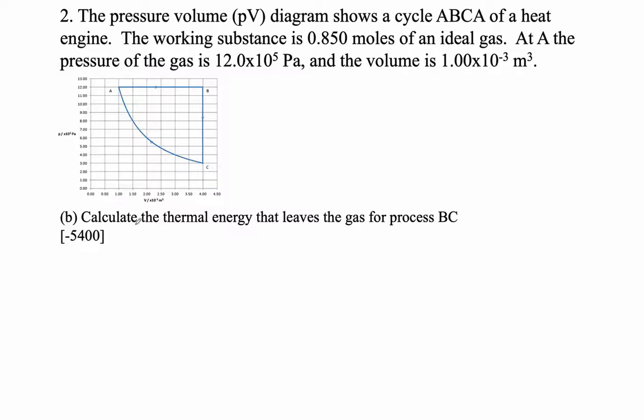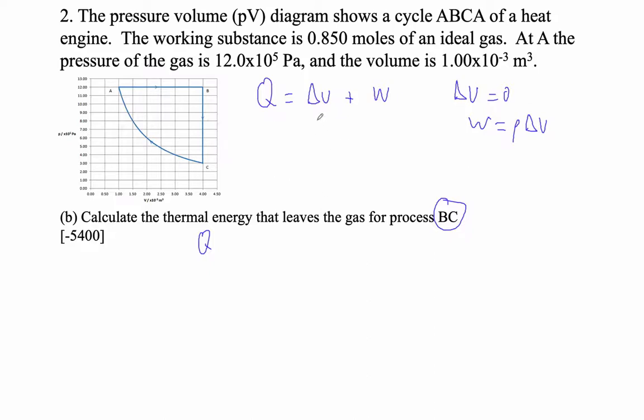Okay, so calculate the thermal energy that leaves the gas. Technically, they're asking for the Q for this process, process BC. But let's just think about this. Remember that Q is equal to the change in internal energy plus the work. Well, there's no work done here because the change in volume is 0, and work is pressure times change in volume. So there's no work being done here.